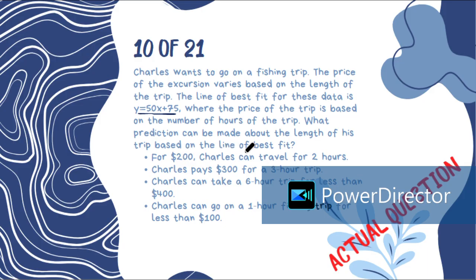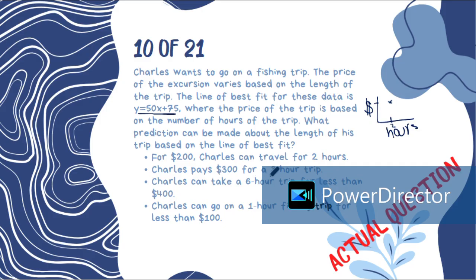For $200, Charles can travel for 2 hours. The money is going to be right here, and the hours is going to be down here. For this first one, you would find where 2 is, and scroll up to wherever 200 is and see, is the line right there? Do we have a point that matches? If so, this is your correct answer. If not, that one's out. You would do the same thing for 3 hours and 300 and see if it's true.